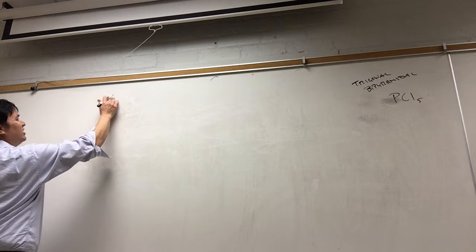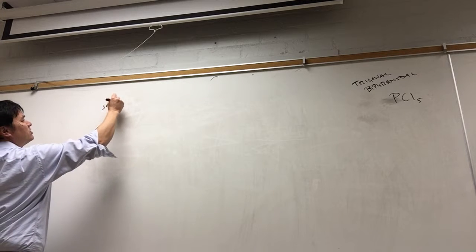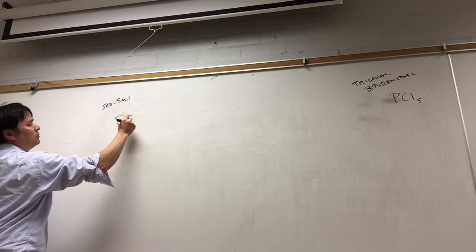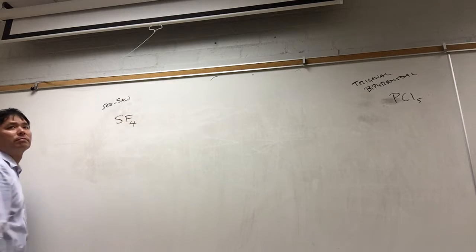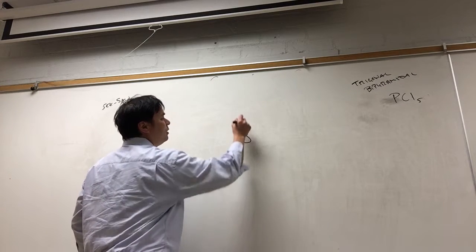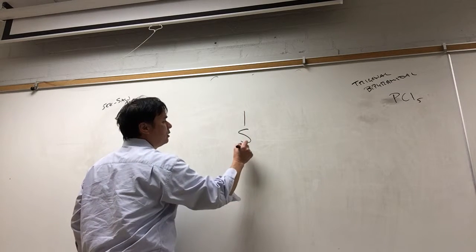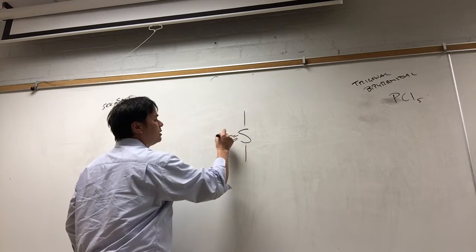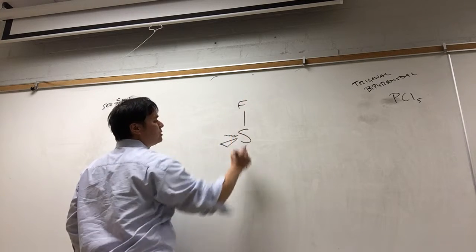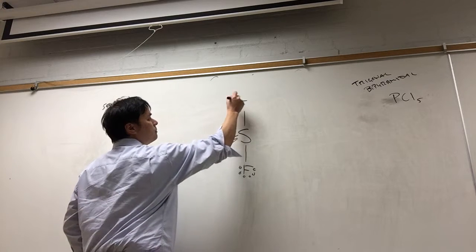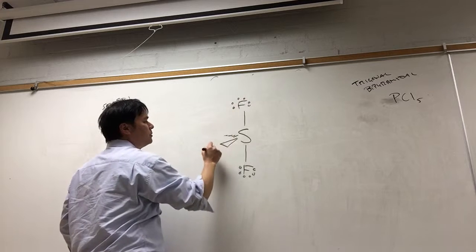The next geometry that we're going to observe is something called seesaw. An example of seesaw would be SF4. When we do SF4, we have a trigonal bipyramidal arrangement of groups. We have 4 bonds. And so the 4 bonds, 2 of the bonds I'll put in axial. 2 of the bonds I'll put in equatorial.